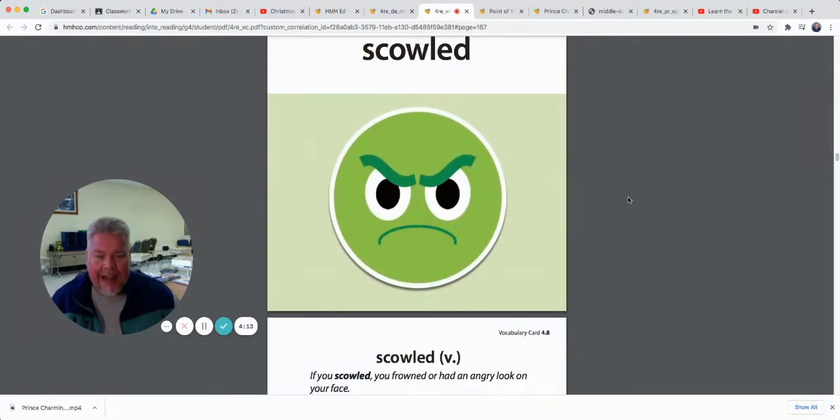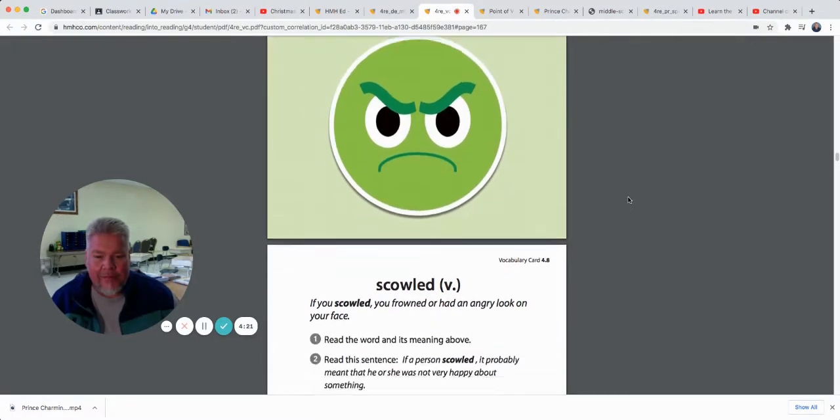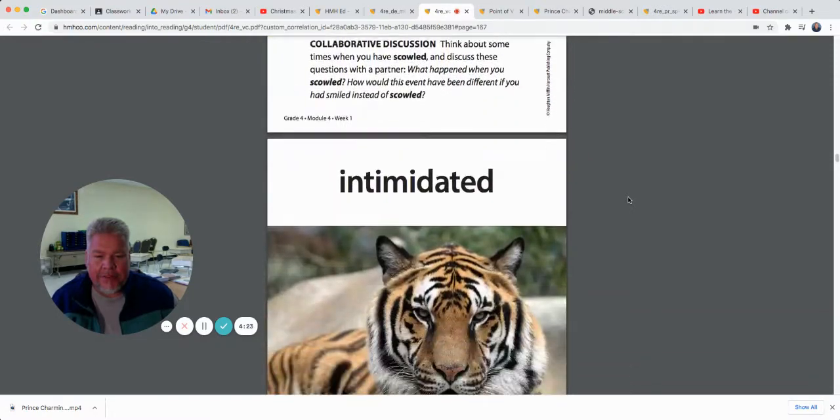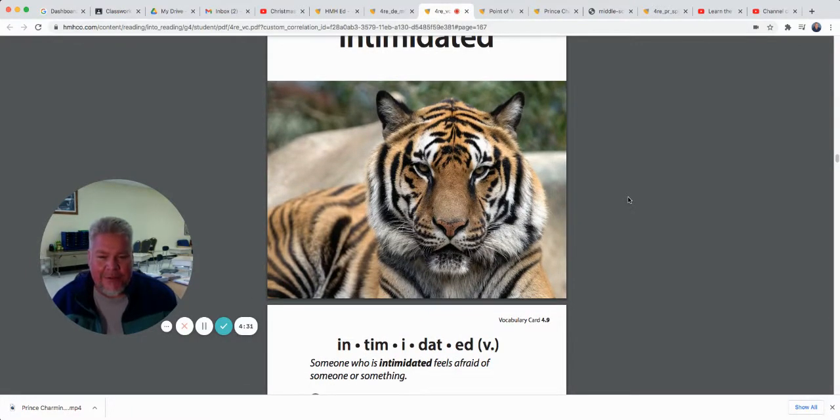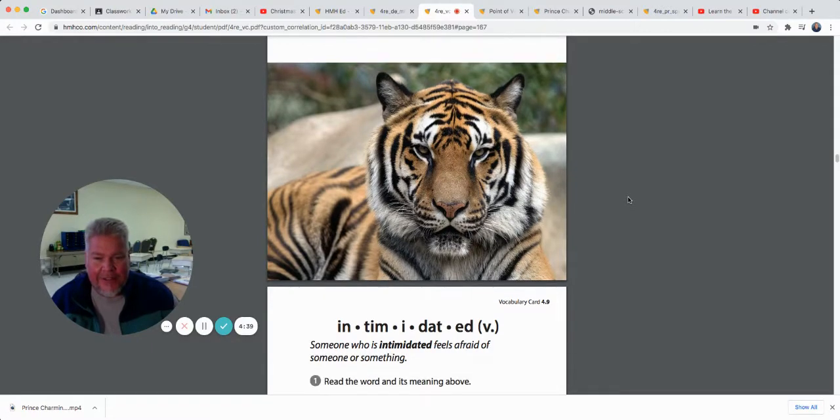Oh, scowled. Looks like an emoji, doesn't he? Scowled, you frown, or you have an angry look on your face. Scowled. This word, intimidated. Now, if I was sitting in front of that guy right there, I'd feel intimidated. That means to feel afraid of someone or something. He could chop me pretty good with those big old teeth, big jaw there. Intimidated, to feel afraid of something or someone.